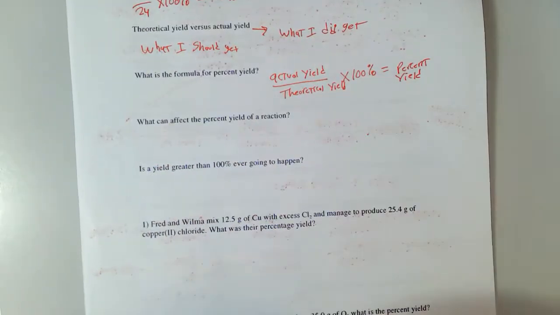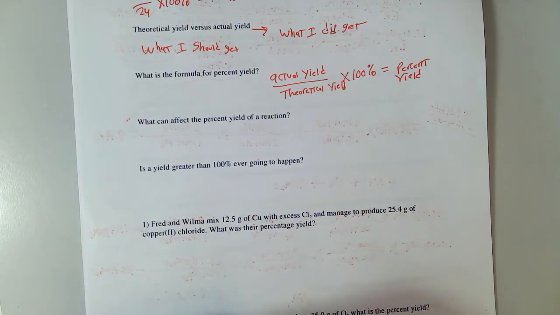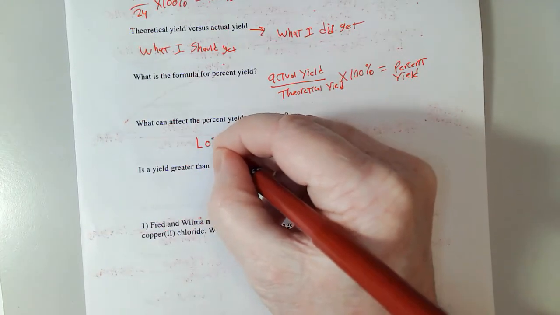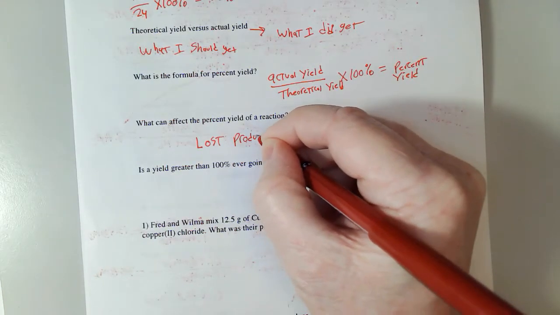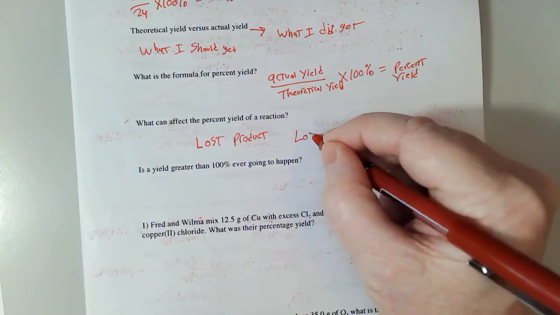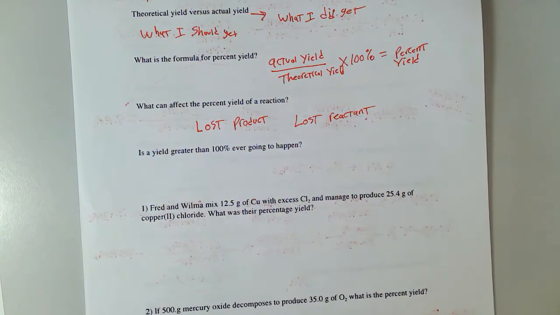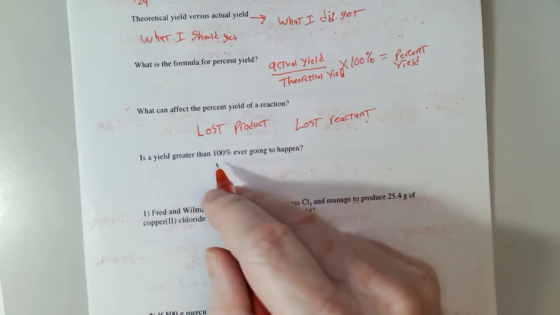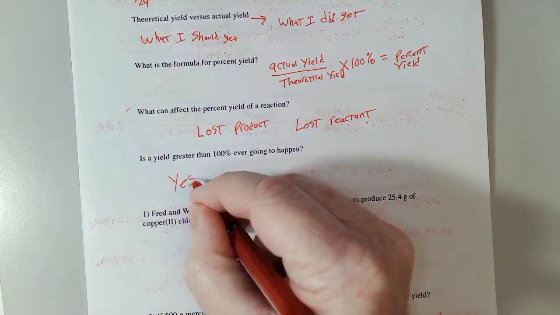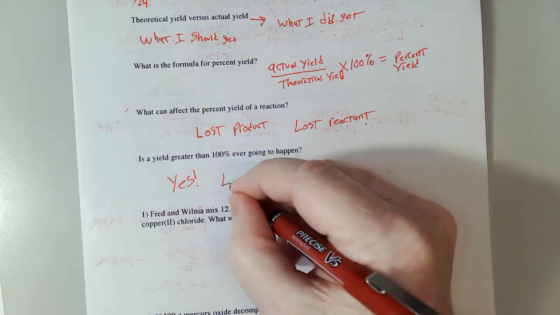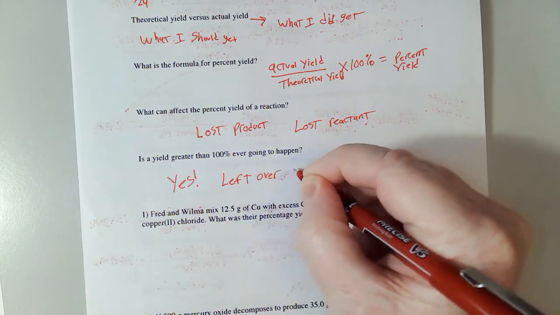So, what affects the percent yield of a reaction? Well, spillage. If I don't get all of my reactants into the beaker, okay, I can lose some there. Not letting it react long enough can affect it, okay? I actually left some of the product in the beaker, didn't get onto the balance. Lost product, lost reactant. Lots of different things can happen. We do a lot of neat labs about this when we get back in the classroom. Now, can I have something greater than 100% yield? The answer is yes, but it's not actually yield. It's probably leftover starting material.